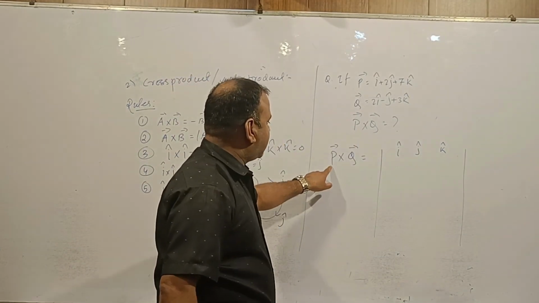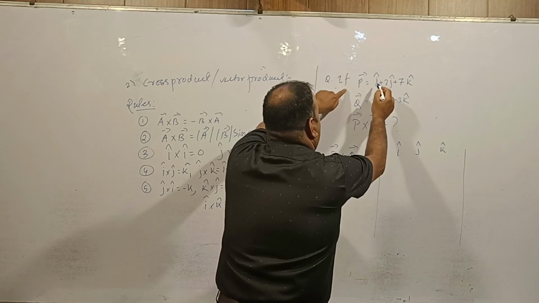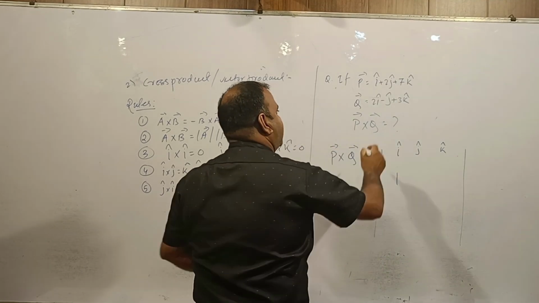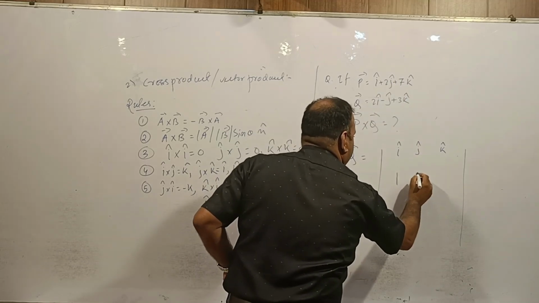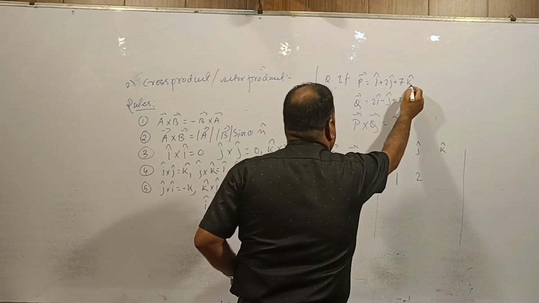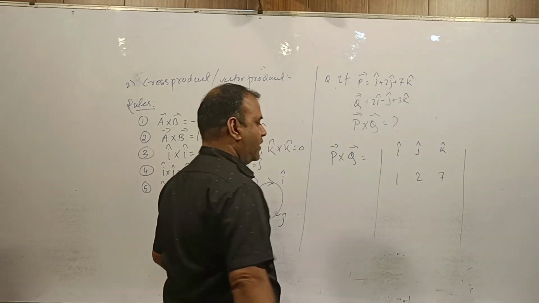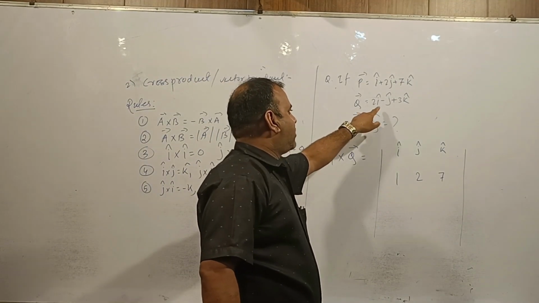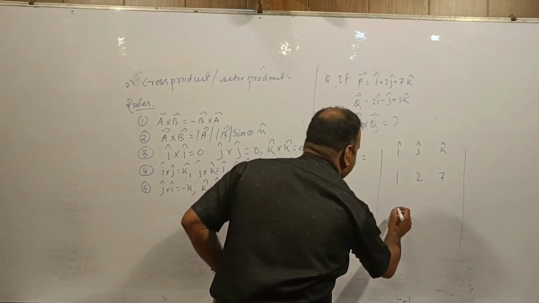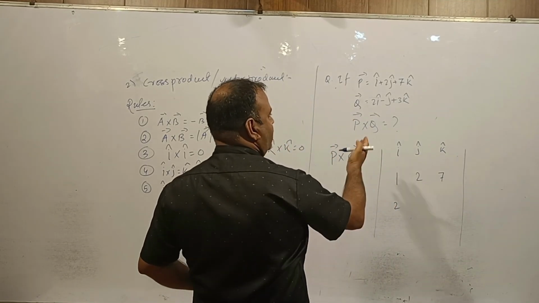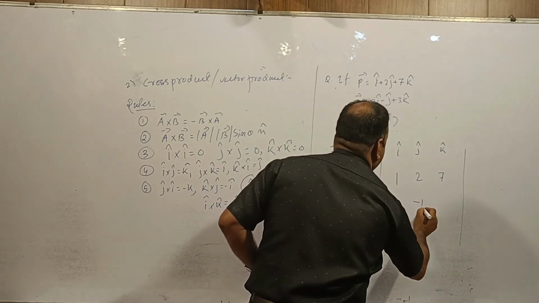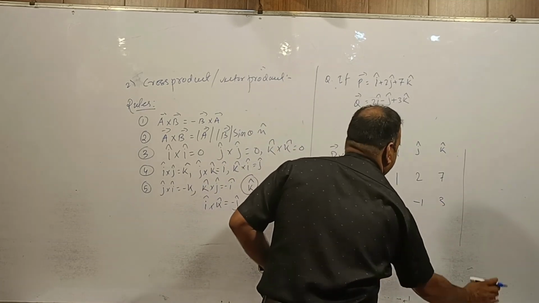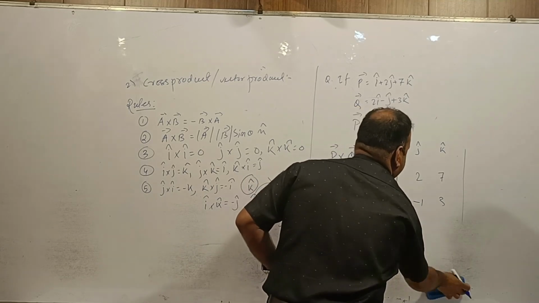Now first you see P. So come to P. What is the coefficient of i cap? 1. I have written here 1. What is the coefficient of j cap? It will be 2. What is the coefficient of k cap? 7. Again come to Q. Q is here. What is the coefficient of i cap? It will be 2. What is the coefficient of j cap? It will be minus 1. What is the coefficient of k cap? It will be 3. So you can see what the process is.